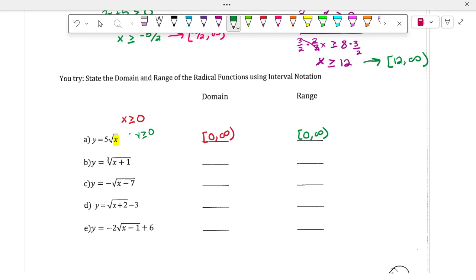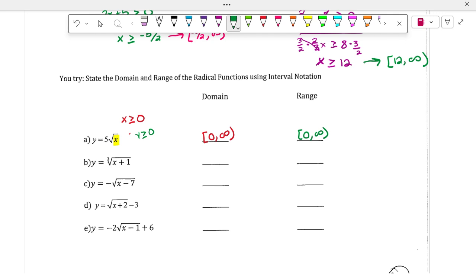Now, the only time that changes is if you have that negative in front of the radical. If there is a negative in front of the radical, the range flips. All right, which we'll see in just a second. Letter B. Think about this one carefully.